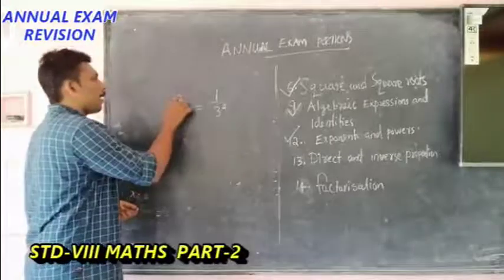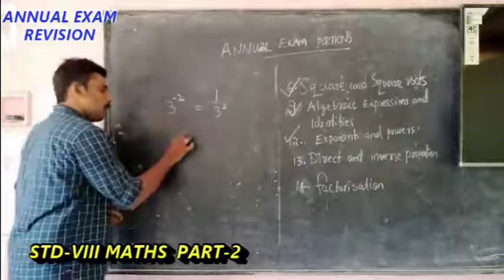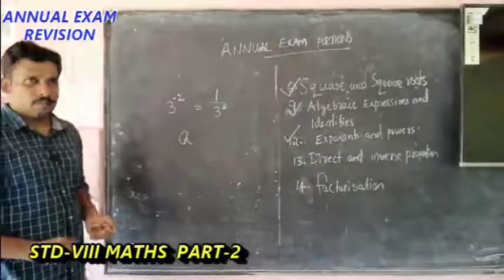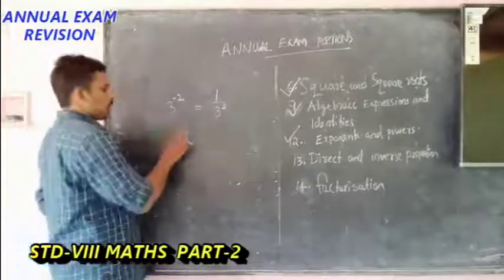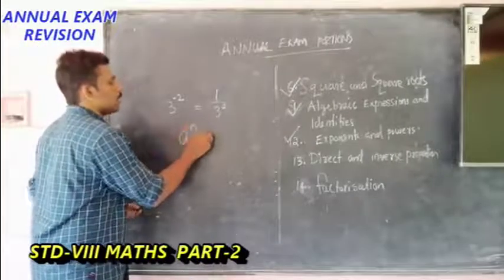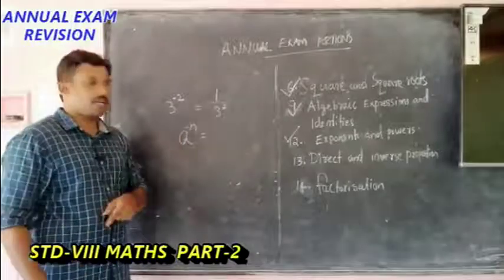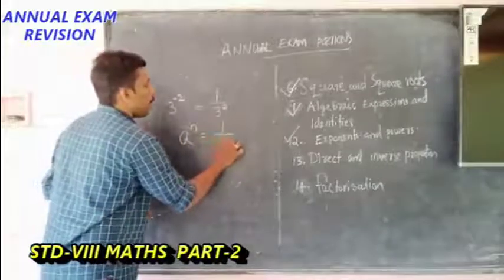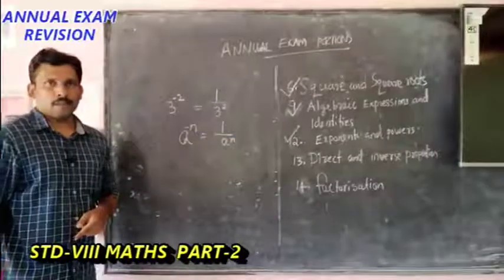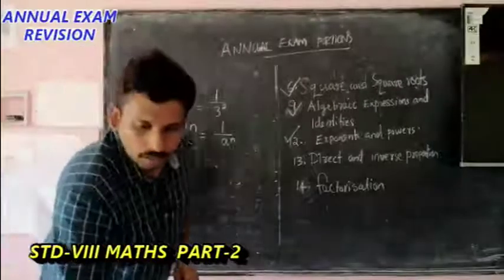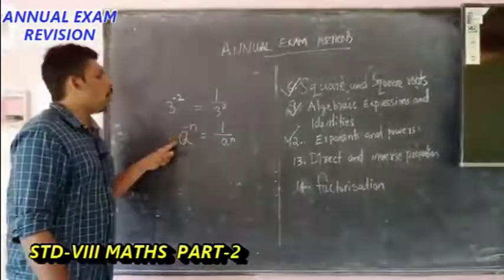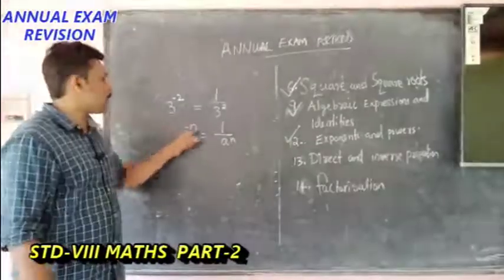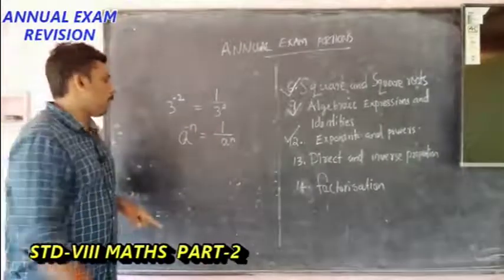3 power minus 2 is 1 by 3 power 2. How do we remove the minus? By writing 1 by. That is the law of exponents. One of the laws of exponents is a power minus n is equal to 1 by a power n. Clear?